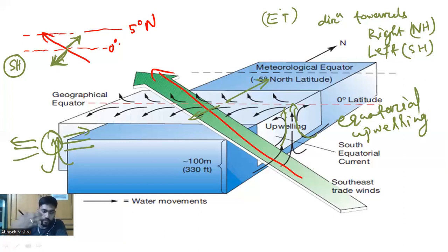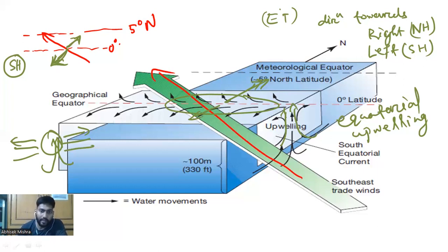because the meteorological equator is at 4 degree north, the average position is 4 degree north. It is not constant, it is moving. Okay, but the average position is 5 degree north. So the southeast trade wind is passing through the geographic equator, and the surface water column below 0 degree, in the southern hemisphere, will deflect towards the left with respect to the wind, and the surface water column in the northern hemisphere will deflect towards the right with respect to the wind. So there will be divergence, and because of the divergence, there will be upward movement of deeper water, which is called upwelling. As it is happening in the equatorial region, it is called equatorial upwelling.